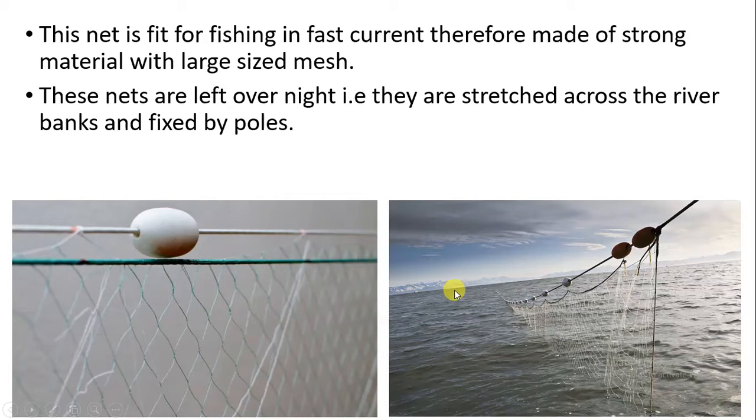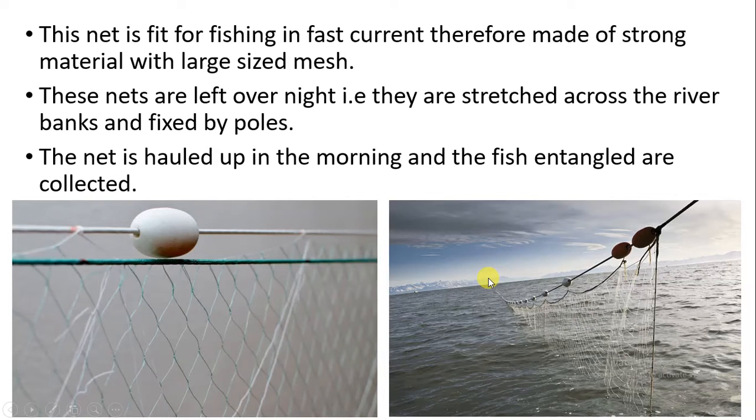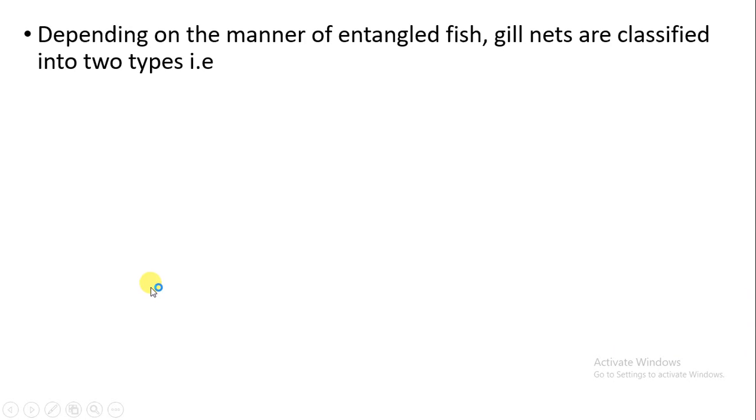That is why a strong mesh net is used, and it should be of large size. These nets are left overnight, put up for the whole night so that whatever fishes come during the night can be easily captured. There are a number of poles present which help to fix the net. The net is pulled forcefully in the morning, and the entangled fishes are collected easily.